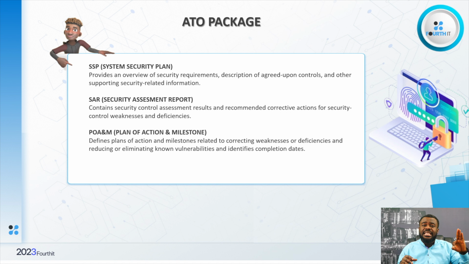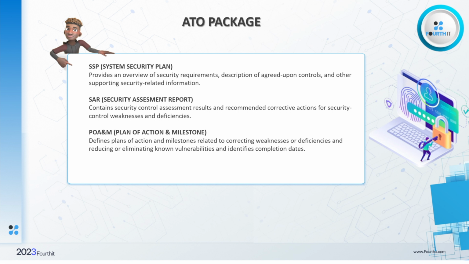These three documentations or artifacts come together to form your ATO package. Your ATO package is made up of your SSP, your SAR, and your POAM. The SSP contains the whole system and everything about the system. It provides an overview of your security requirements, the controls that you wrote, supporting security-related information, your network diagrams, and everything about your system.